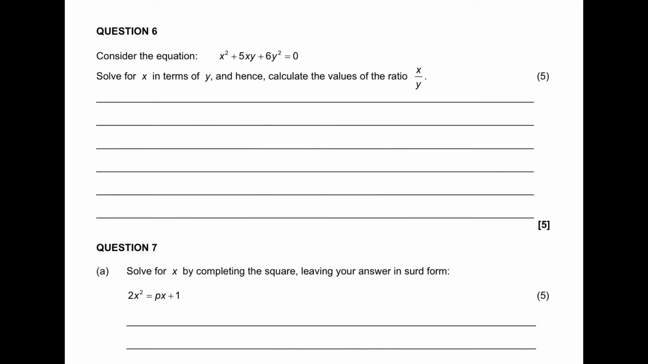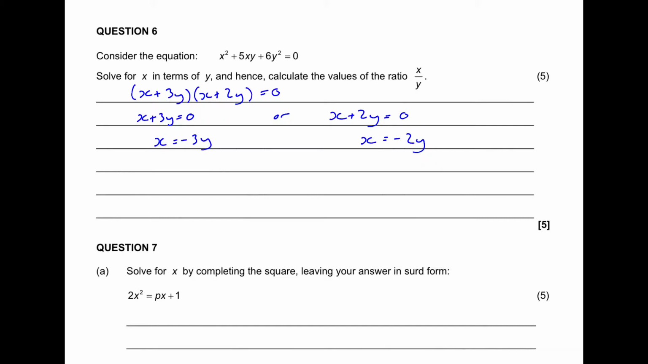So first, the factorizing. All right, the factorizing part is easy. It's a straightforward FOIL factorization. All right, so we get x plus 3y and x plus 2y equals 0. All right, that means that x plus 3y equals 0 or x plus 2y equals 0. Okay, so x equals negative 3y or x equals minus 2y. All right, so that's where we would stop if they just said solve for x in terms of y.